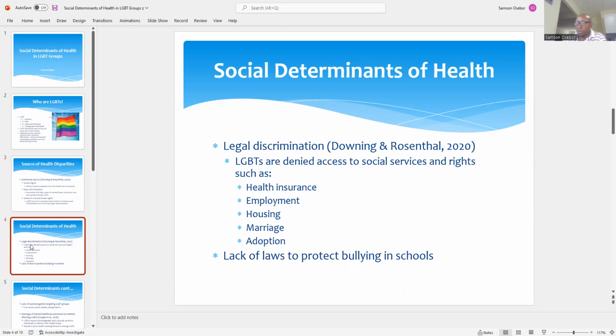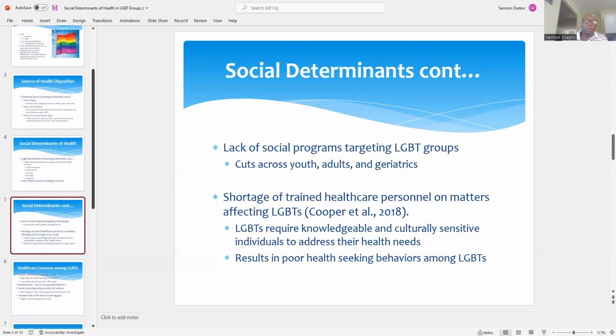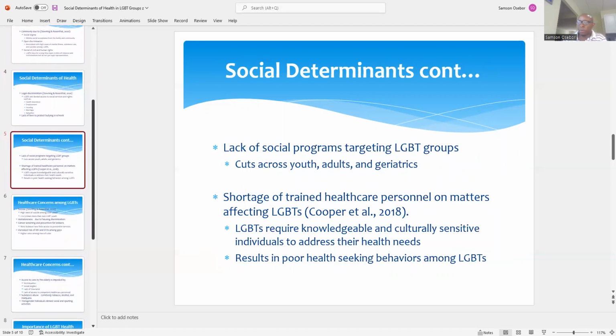Social determinants of health. The LGBT groups are denied access to social services and rights such as health insurance, employment, housing, marriage, adoption, and lack of legal law preventing bullies in schools. And also lack of social programs targeting LGBT groups, which cut across youth, adult, and geriatrics.